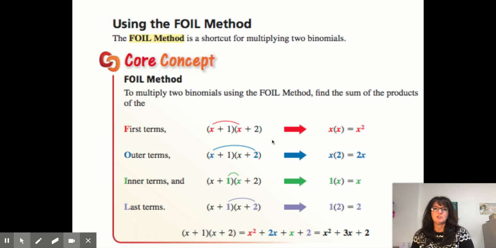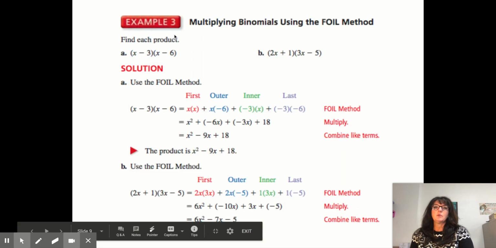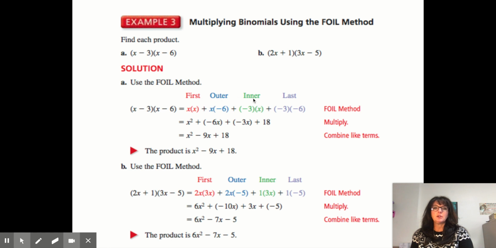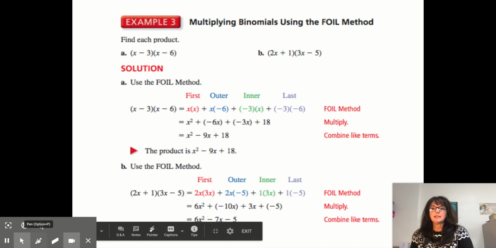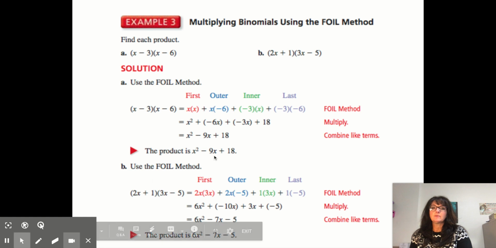That's really all it is. It's just a remembering tool. So if we're going to FOIL this, first, outer, inner, last, a lot of times I'll write first, outer, inner, last to help me remember, and then just come down to this section right here. So let's try some of those.